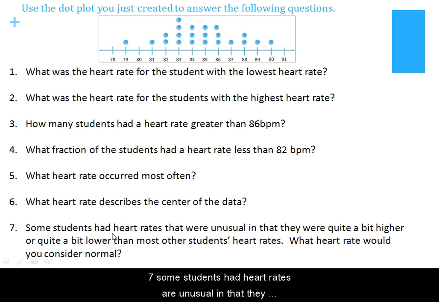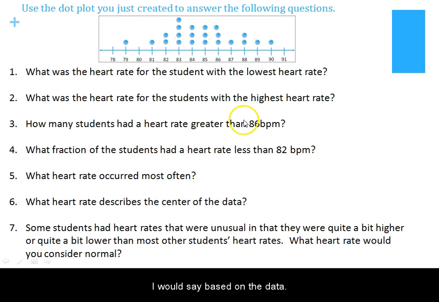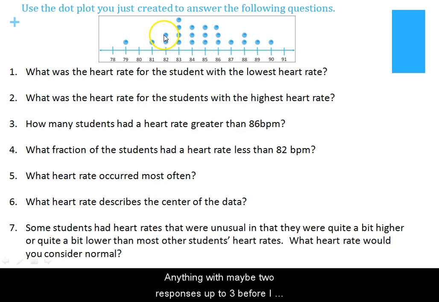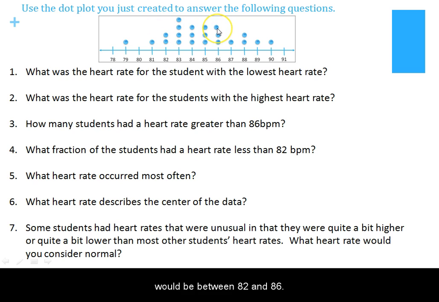Question 7. Some students had heart rates that were unusual in that they were quite a bit higher or quite a bit lower than most other students' heart rates. What heart rate would you consider normal? I would say, based on the data, anything with maybe 2 responses up to 3 before I see a large decline. I'd say a normal heart rate for 6th grade students resting would be between 82 and 86.